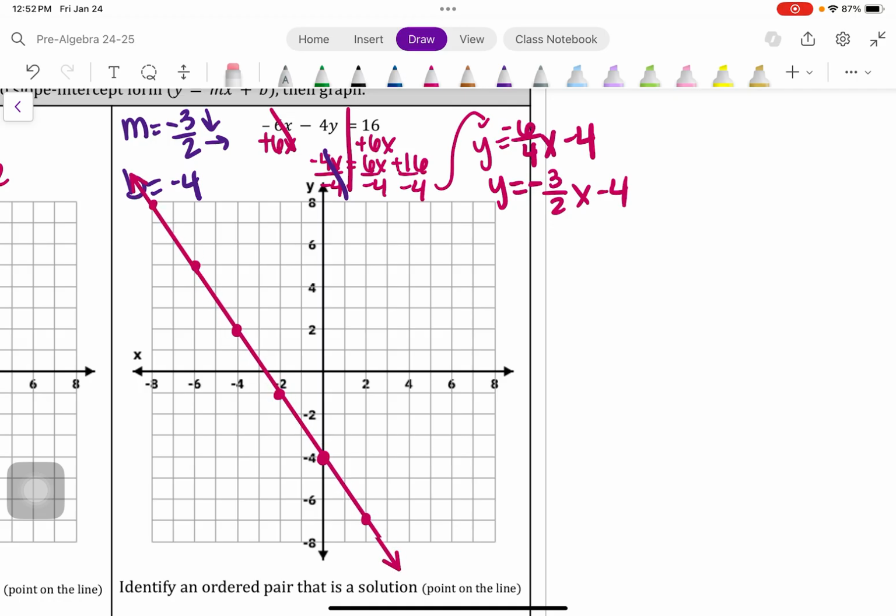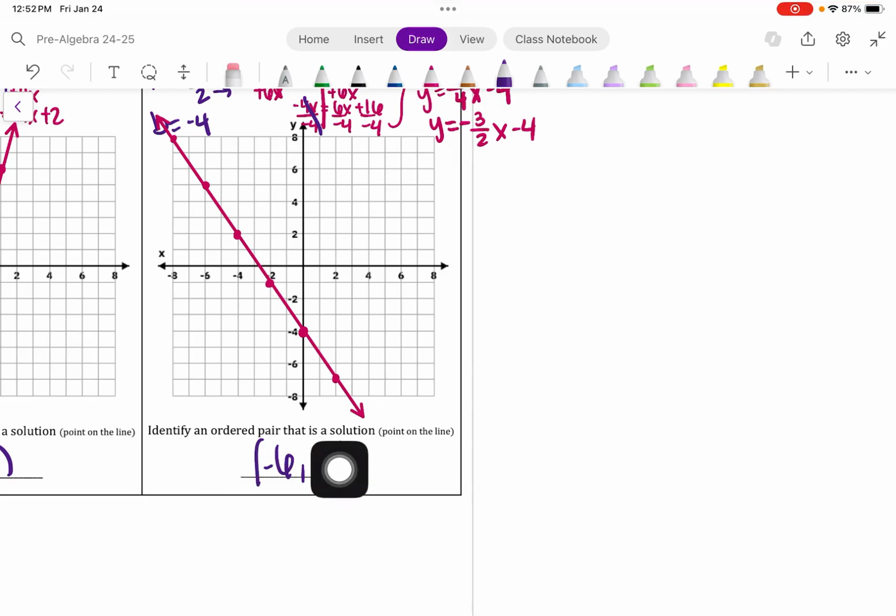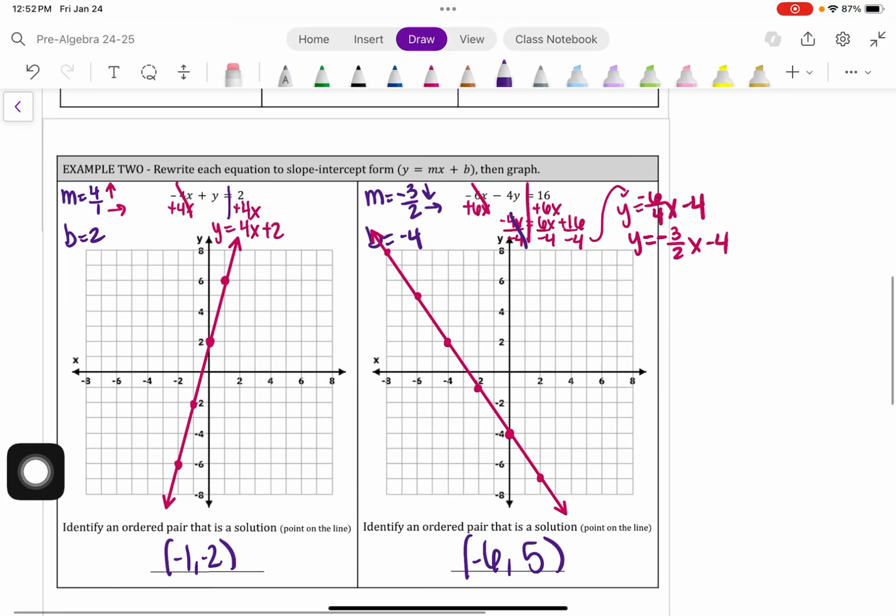And there we go. And then now we get to pick an ordered pair that falls on this line. So this one has 1, 2, 3, 4, 5, 6 different options. I'm gonna go with this one, -6, 5. Remember, your X comes first and then your Y. All right, guys, that's it.